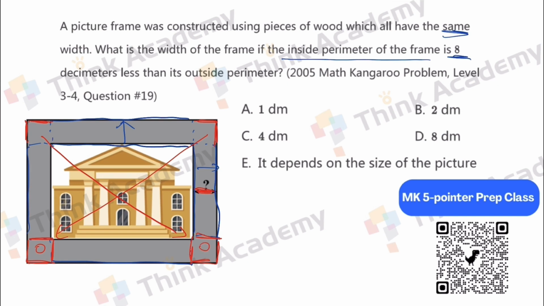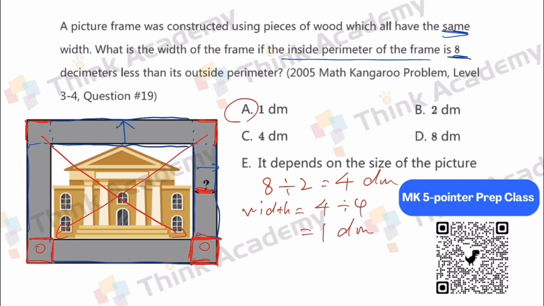So we can get the perimeter of one small square is actually 8 divided by 2, which is 4 decimeters. And for this small square, the side is the width. So width equals 4 divided by 4, which is 1 decimeter. So A is the answer.